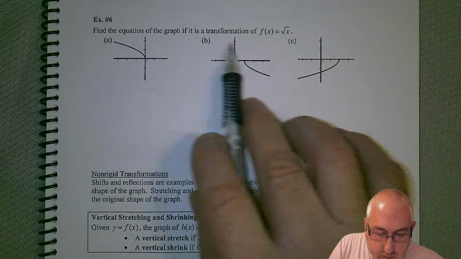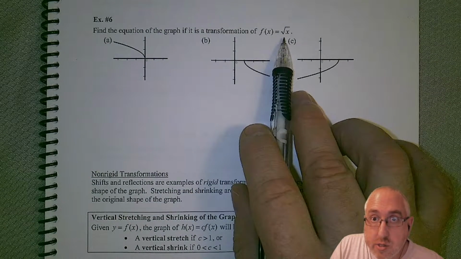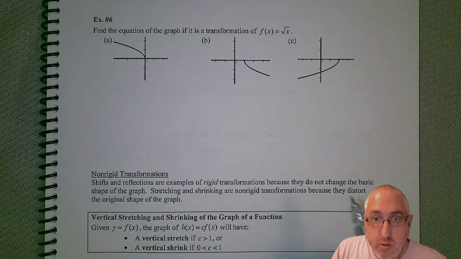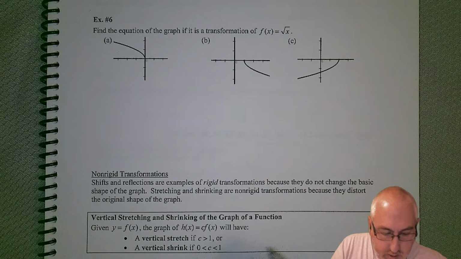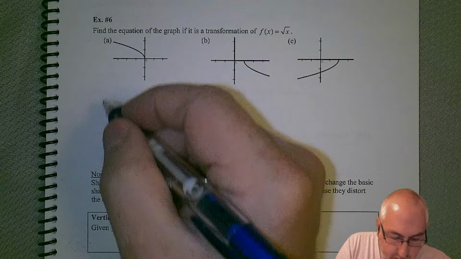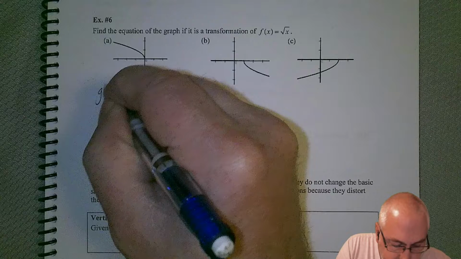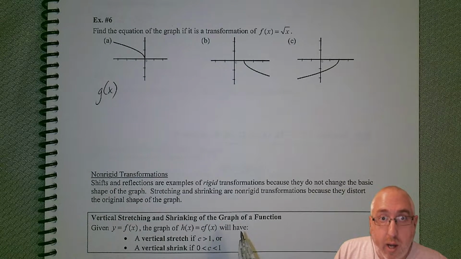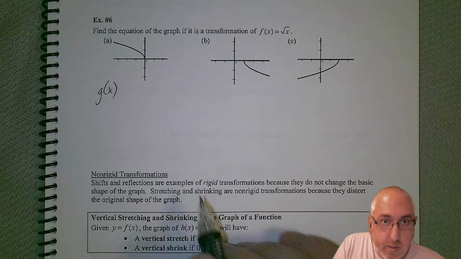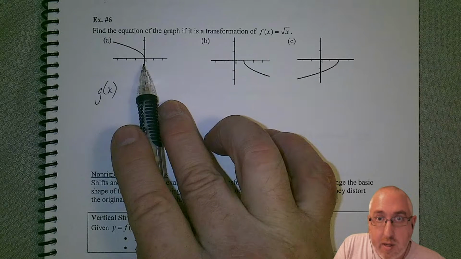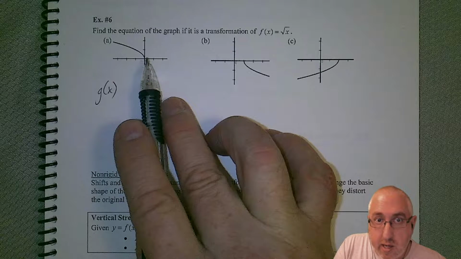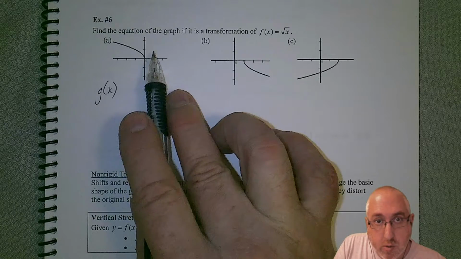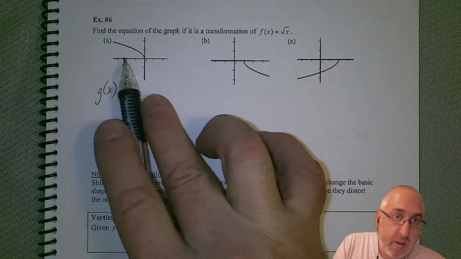So we have our parent function, which is the square root of x, and we have some different transformations, and they want the equation of those transformations. So let's start with our first one. If we want to use g of x, we can. If you want to use y, that's fine too. But the big question is what's going on? What happened to the parent function to make it look like that? So hopefully you're saying it's a reflection in the y-axis. Normally it goes off to the right, and now it's going off to the left.